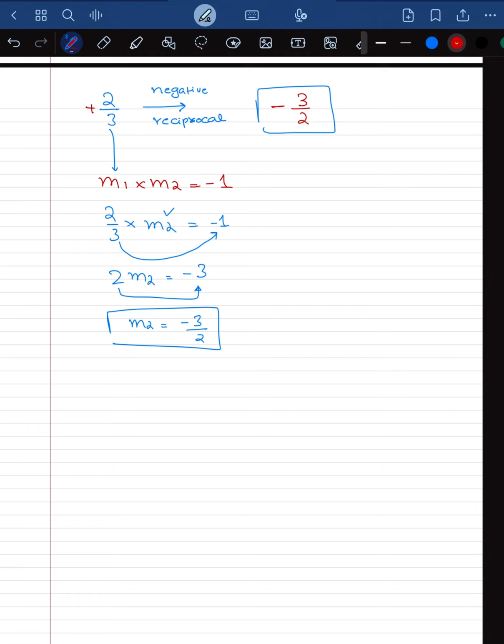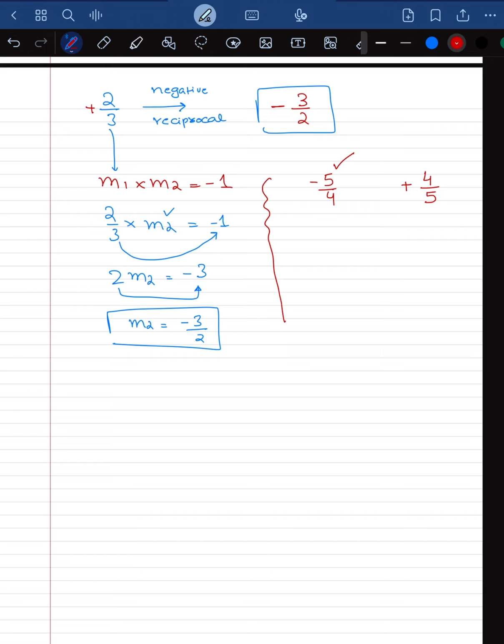So let's do another example. Let's say one line has the slope of -5 by 4. You want to find the slope of the line that is perpendicular to this line. First of all, you need to change the sign. So first it was negative, now it becomes positive, and it was 5 by 4, now it will become 4 by 5. So this is the slope of the line that is perpendicular to this line, right?